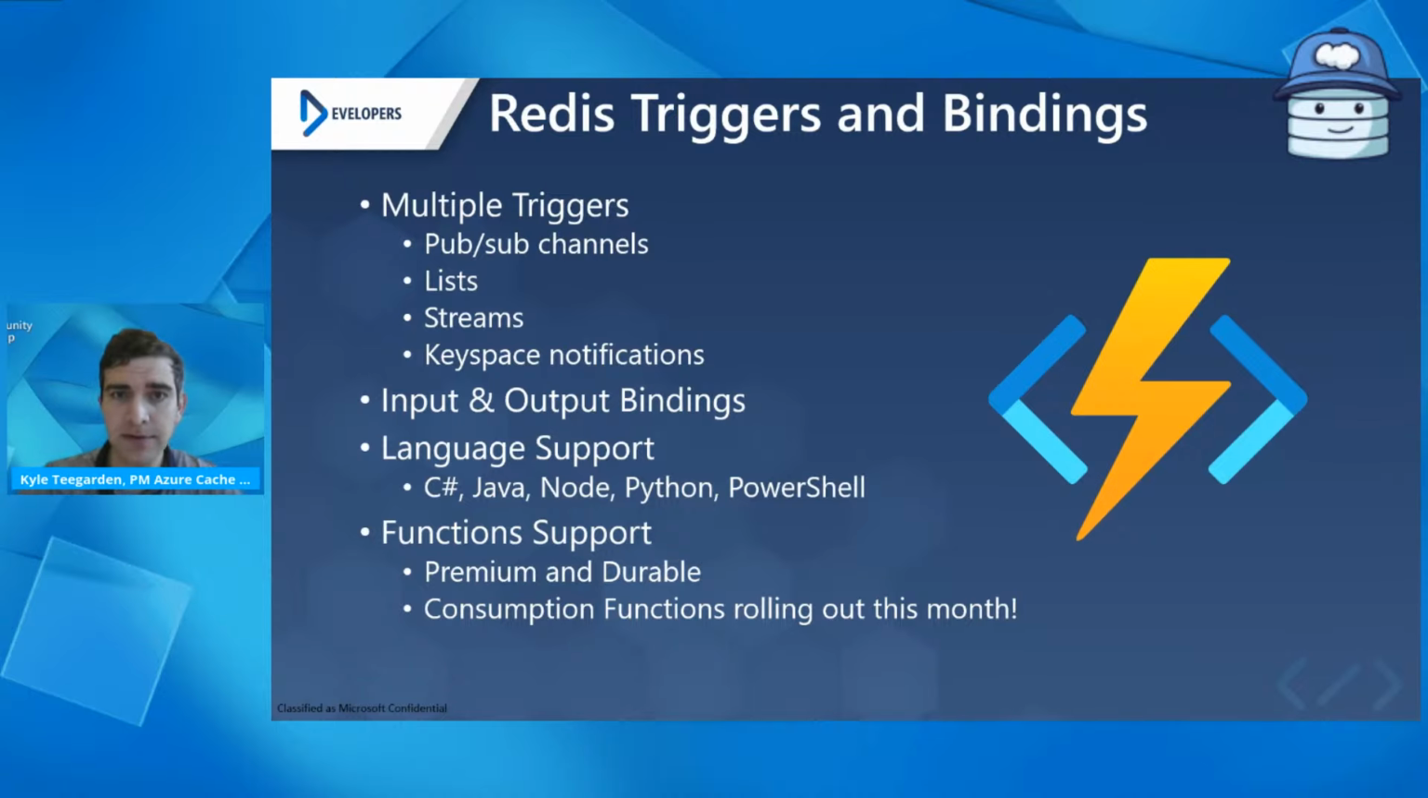So the feature that we have is not GA yet. We're just waiting for that consumption function support, but for all intents and purposes, it's code complete and ready to go. So we're planning on GAing at the end of this month. We're waiting to see how the rollout of some architectural changes goes, but that's the plan. It's GA at the end of this month.